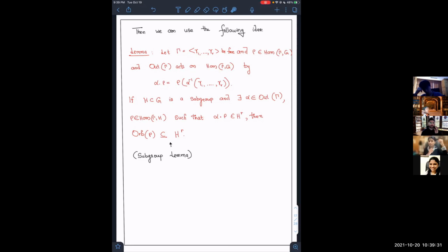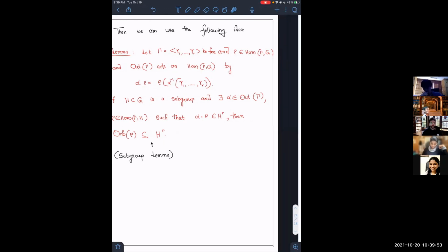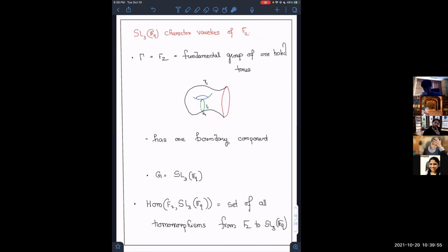So this is the same idea that I mentioned in the beginning: if you have a subgroup of G, and we take a homomorphism which is completely within that subgroup, then we always stay within the subgroup and we don't go out of that product of the subgroup. Okay, so this is the idea. So let me look at what I mean by looking at the case of SL3(F_q) character varieties of F2.